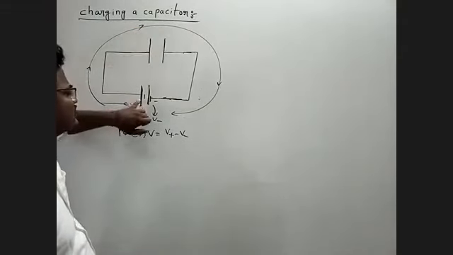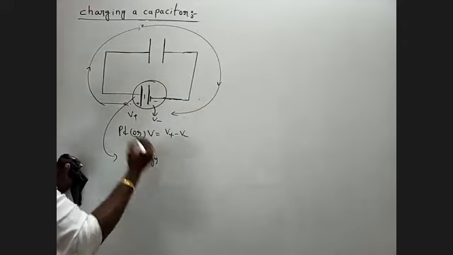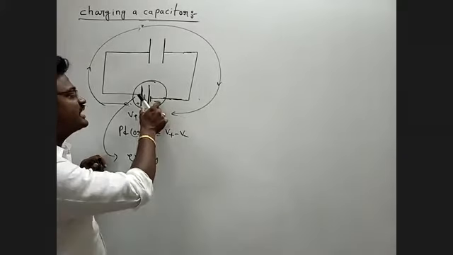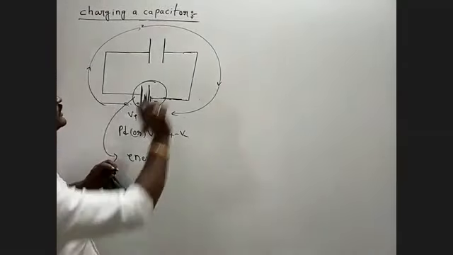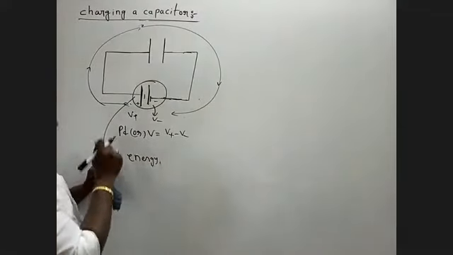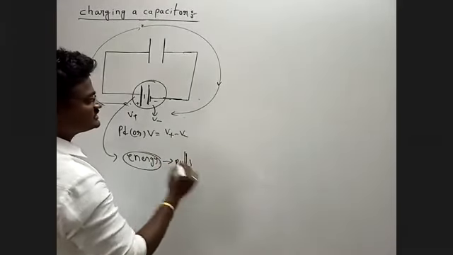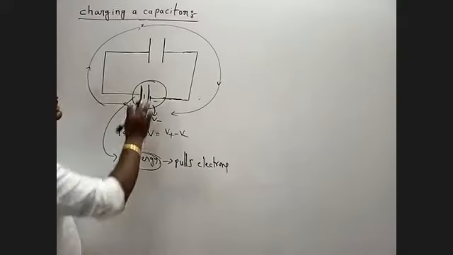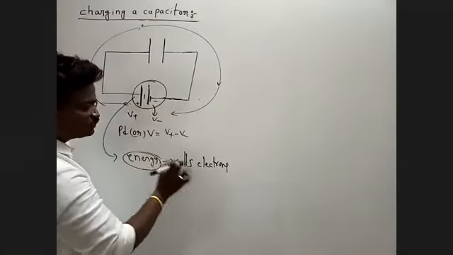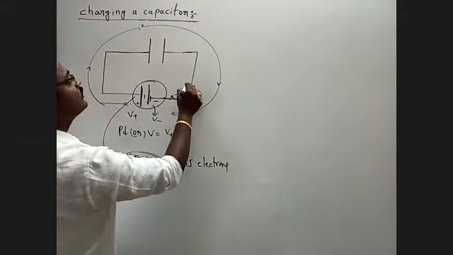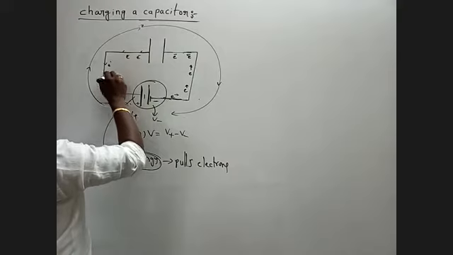Next, this is a battery and this is a capacitor. The battery has energy. What type of energy is this? The battery has chemical energy. This energy pushes the electrons. The energy provided by the battery pushes the electrons.